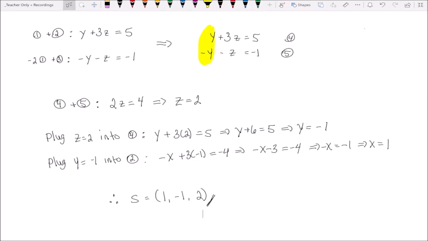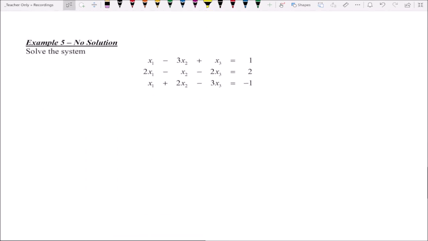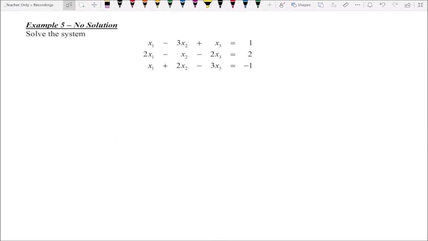Let's now examine a system that has no solution. So we're going to solve this system. Again, for convenience, we'll label each equation: equations 1, 2, and 3. Here it looks like it's simple enough to eliminate any of the 3 variables first. Let's start with eliminating x1.